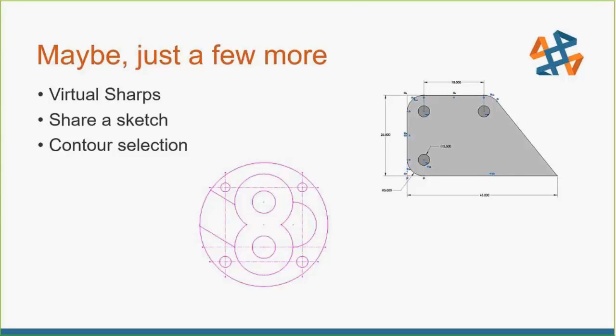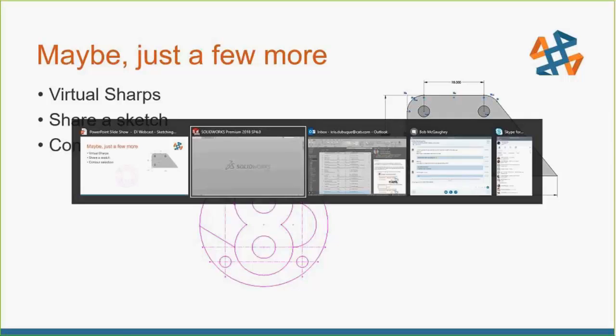So just a few more, and I really found myself struggling with eliminating things that I wanted to talk about. So I do realize I'm going fast, and I apologize. I want to give you all the most bang for your buck here. But I want to talk about virtual sharps and ways to share sketches and leverage contour selection. Again, I hope this is stuff you use and you've seen before, but if not, we'll go into a little bit of detail about what virtual sharps are and how you can create them on your own.